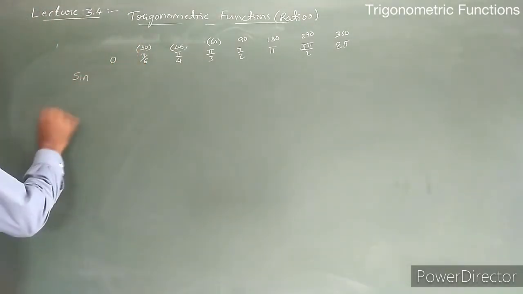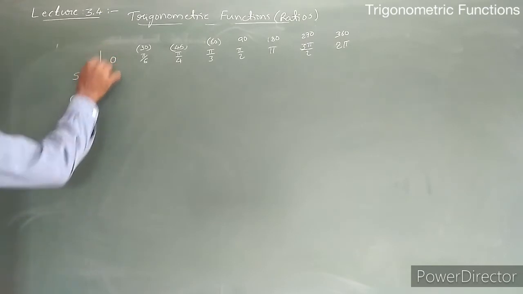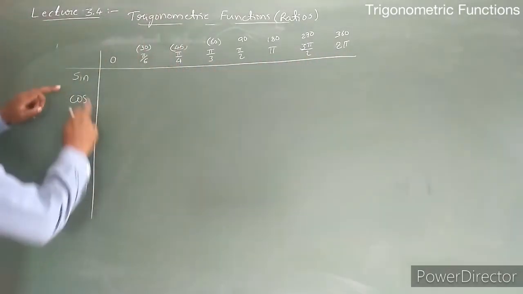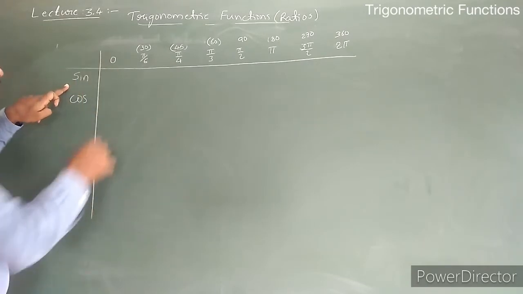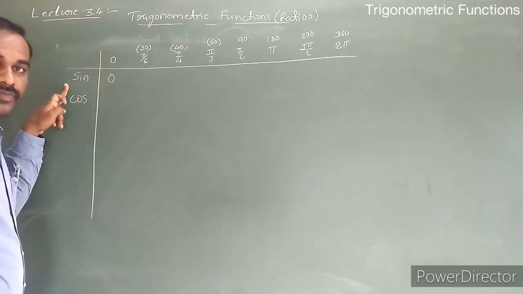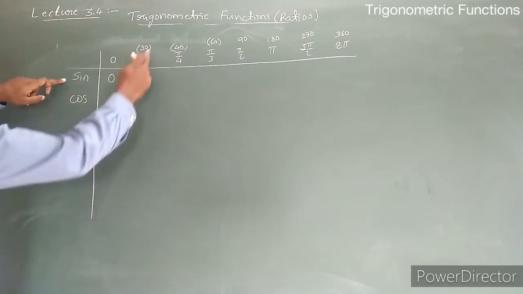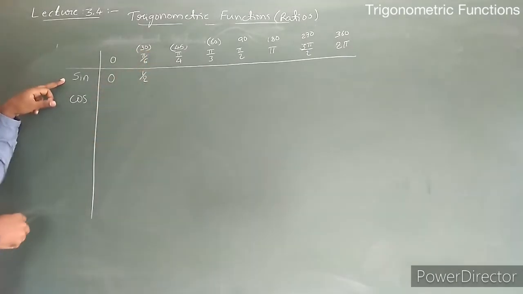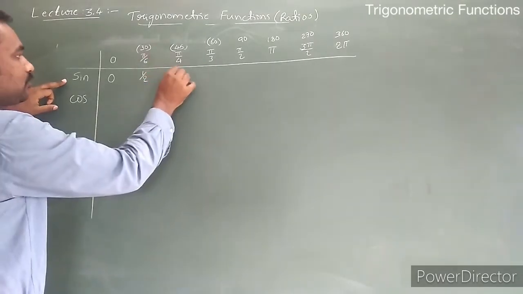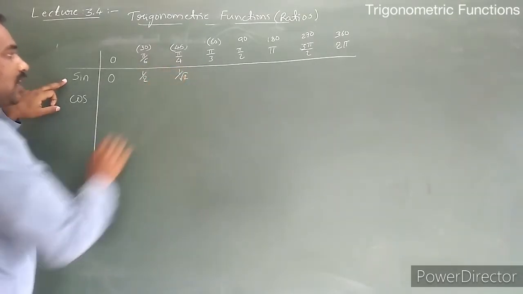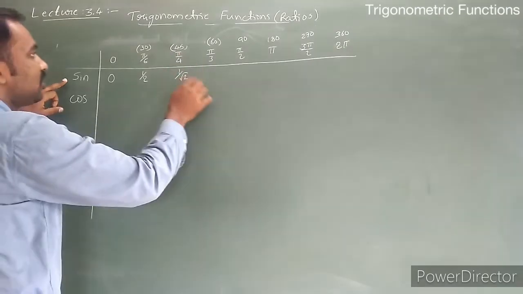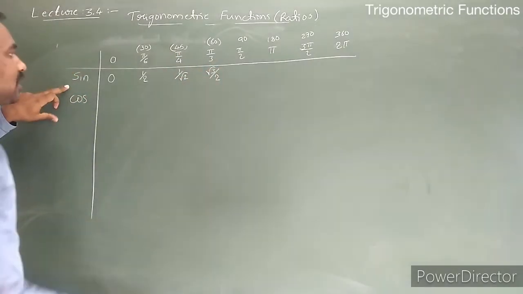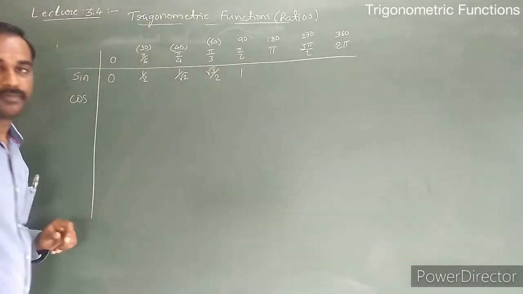First of all, I am going to write the sine ratios. What is the sine of all these angles? What is sine 0? Sine 0 is 0. Are you clear? Next, sine of pi by 6 is 1 by 2. Sine of 45 is 1 divided by root 2. Sine of 60 is root 3 divided by 2. Sine of 90 is 1.